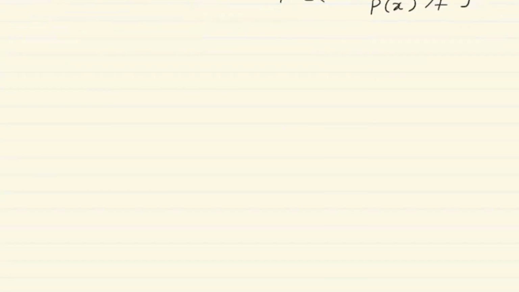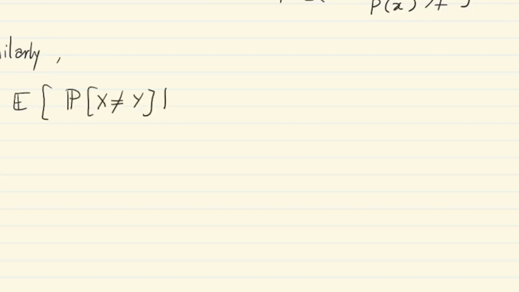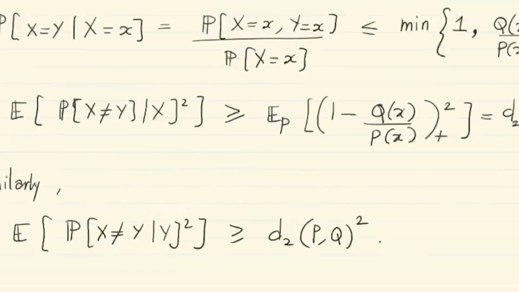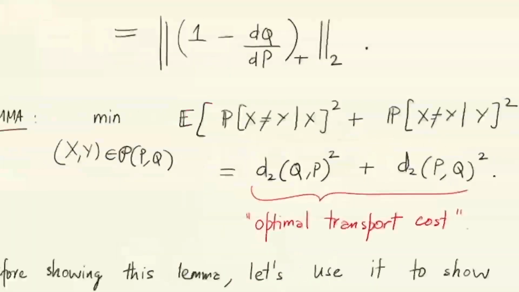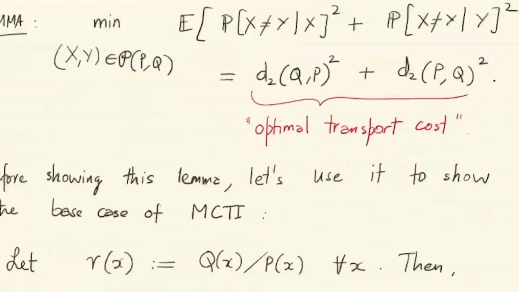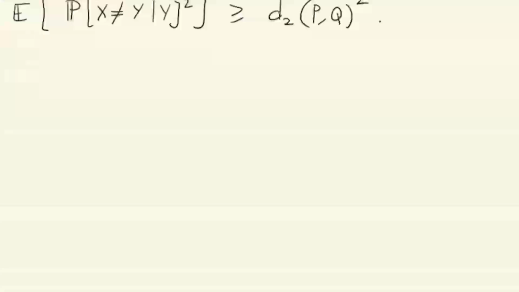Okay, similarly if you condition on Y, we have the expected value of (P(X ≠ Y | Y))² is at least D₂(P‖Q) squared. So what we have shown is basically that the left hand side in the lemma is lower bounded by the right hand side. So this left hand side, the minimum value, is at least the right hand side. Now what we have to complete in order to finish the proof is to show that there actually exists a coupling that attains equality.